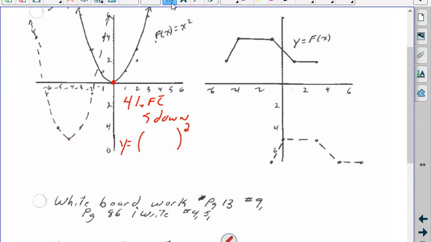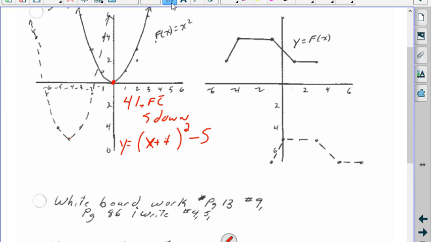Aurora? Plus 4. So I've replaced the x in x squared with x plus 4. What do I do to that function after I square it? Add 5 or subtract 5? If I'm doing it out here, it's subtract 5.